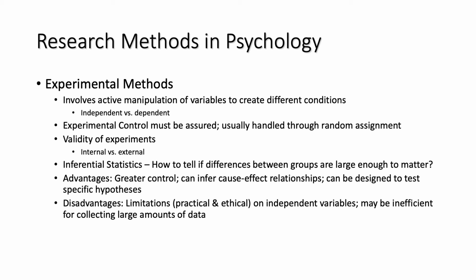Now, the disadvantages of experiments are that they are often just more of a hassle than correlational studies, so it takes longer, it takes more time, it takes more money, and if you need to collect a lot of data very quickly, they may not be the most efficient way to go. And also, there are simply things that you cannot manipulate, like natural disasters, or there are things you shouldn't manipulate, ethically speaking. So there are some things that experiments just won't allow you to do.